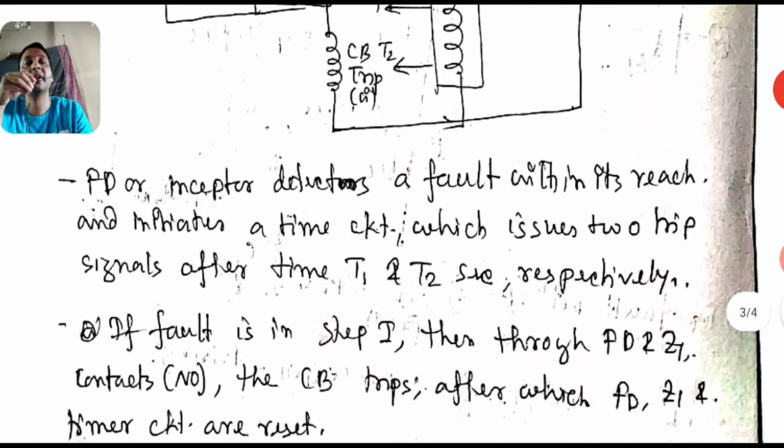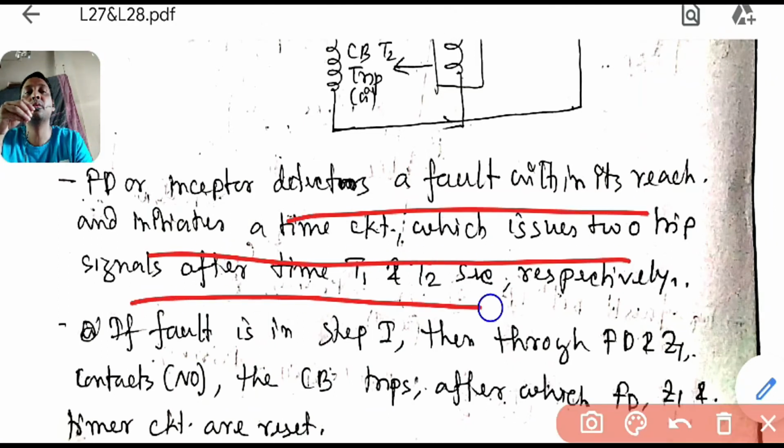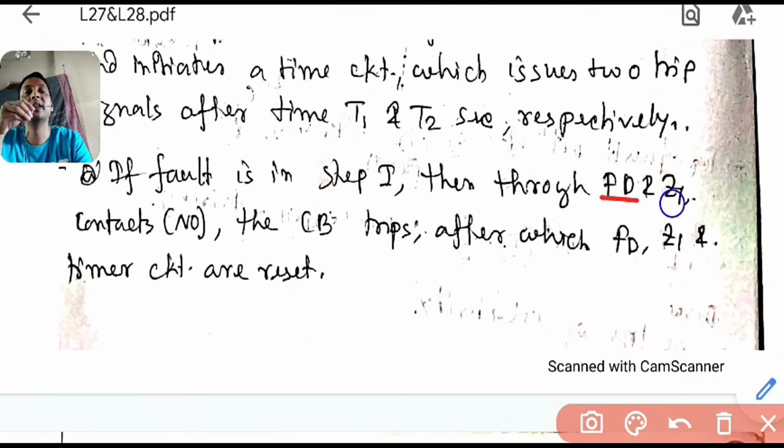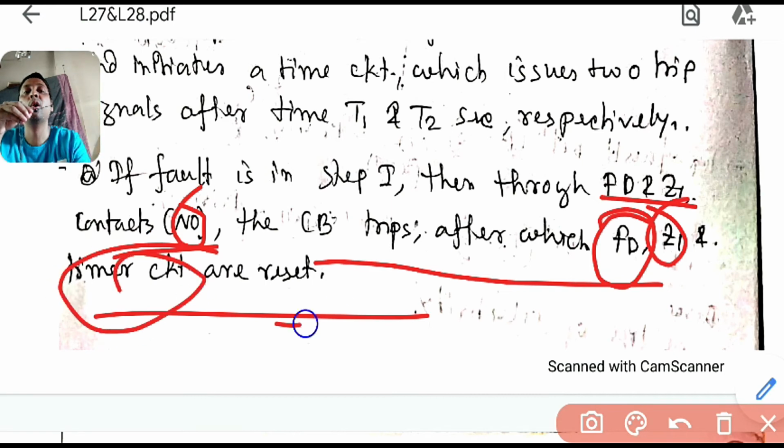So this is given. FD detects the fault within its reach and initiates a timer circuit which issues two time signals, T1 and T2, after T1 second and T2 second. If the fault is in step 1, then how will the path be closed? It will be closed through FD and Z1. These contacts are NO. NO means normally open. So if it senses, then it closes its contact. Then it becomes closed. Normally it is open, that's why it is a NO contact. And then the circuit breaker trips, after which FD, Z1, and your timer circuit will all be reset.